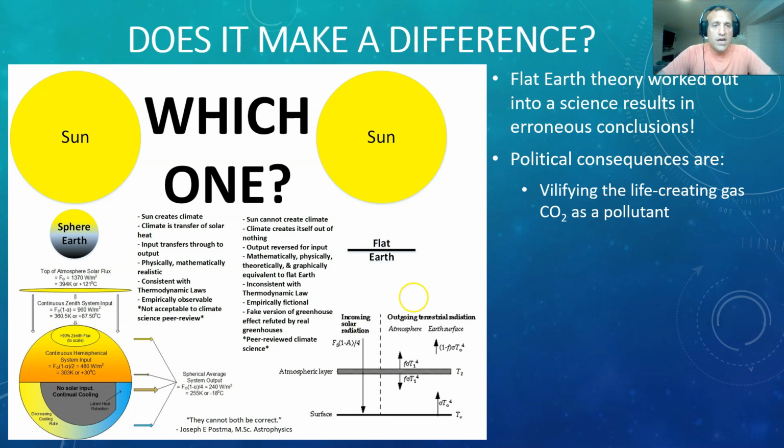So the political consequences are vilifying the life-creating gas, carbon dioxide, CO2, as a pollutant. Now, you might not appreciate this, but all life is based on carbon dioxide. Do you know that? What's the basis of DNA? The molecular basis, the molecule which allows DNA to work, is carbon, because of its 4 valence shell electrons. All life is based on carbon. Now, how does carbon get into DNA? How do you get carbon as the molecule into DNA, into the biology, into the biological chemical reactions? Do you know where it comes from?